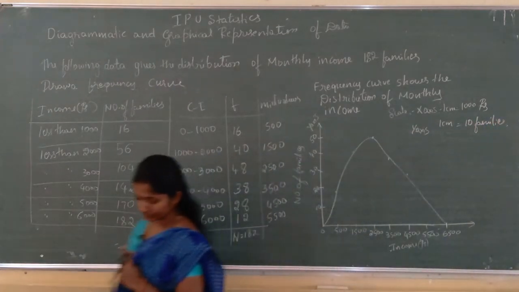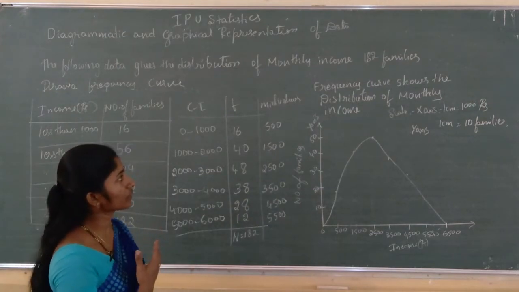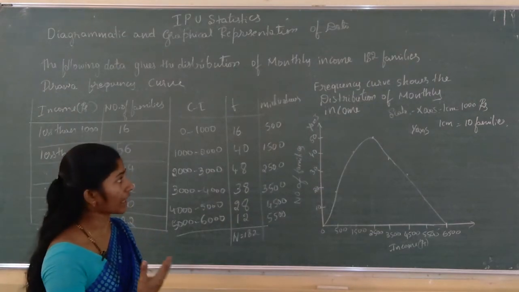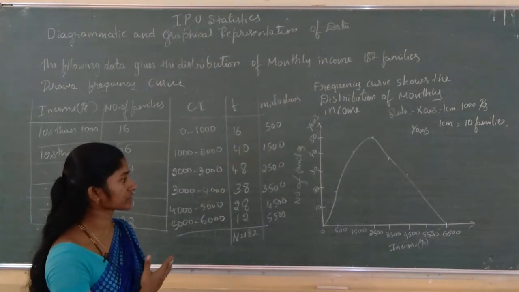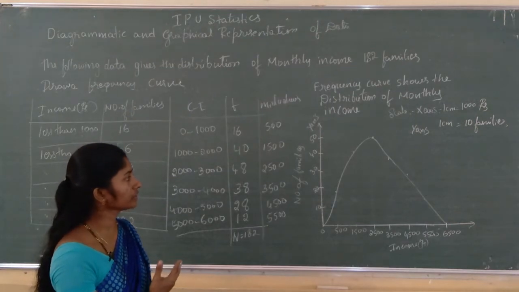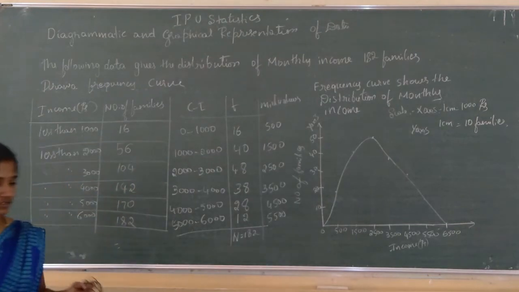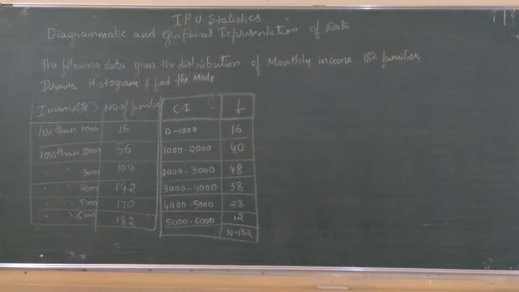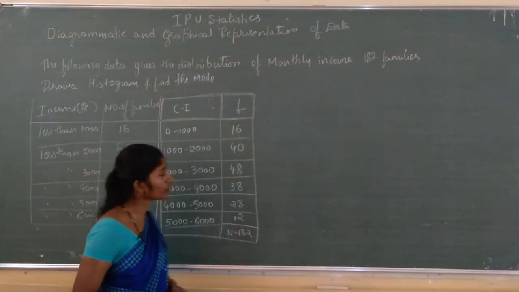See here, what we have written: the title, then the x axis and the y axis, and what values we have taken from the data. Then I have drawn a frequency curve and written the scale also. See, for the same problem I have written: draw a histogram and find the mode. We should find the mode here.